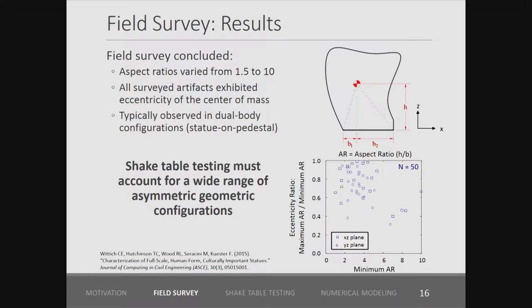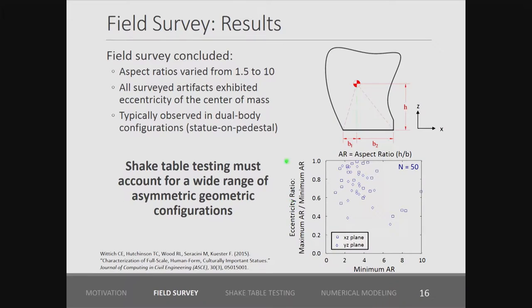The results of this statue survey emphasized a quite significant variation in terms of the aspect ratio as well as the eccentricity of these statues. Shown on the upper right-hand side is a general or arbitrary two-dimensional statue schematic. This is characterized by a single value of the height to the center of mass, h, as well as multiple values of the width to the center of mass, b. The ratio of these two yields an aspect ratio or slenderness type quantity, and the ratio of the widths can be considered a measurement of the eccentricity. And these are plotted against one another on the lower right-hand scatter plot.